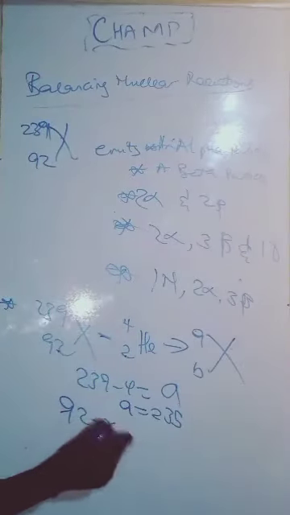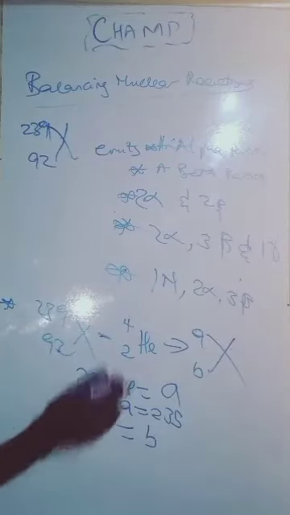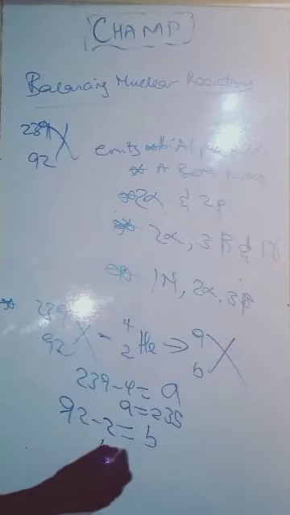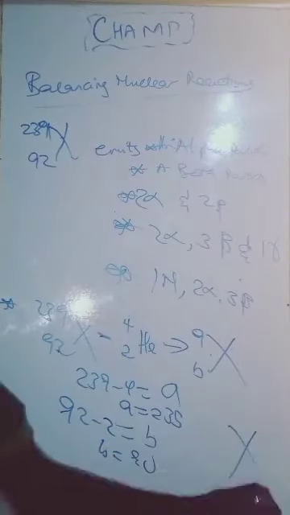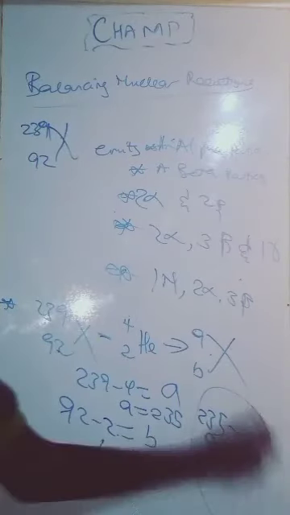92 minus 2 will give you your B. So B is equal to 90. So my X is A, 235, B, 90. So this is my X.